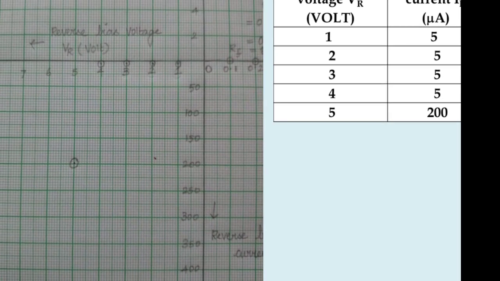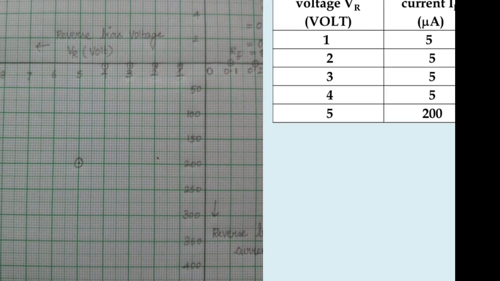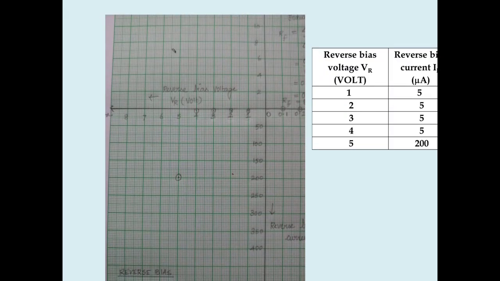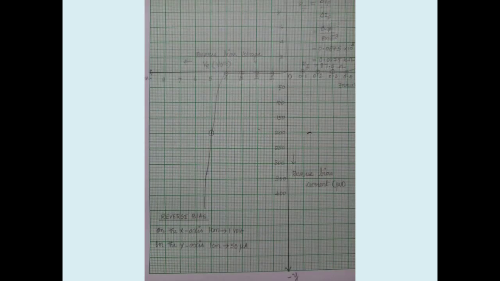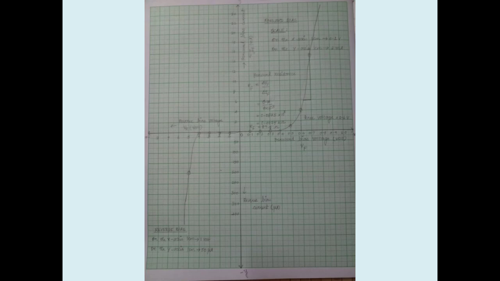At 5 volts the current shoots to 200 microamperes. After that the current increases abruptly. This 5 volt we call the breakdown voltage, where the current will flow heavily. So in the next step, from 0 let us connect all these points. When you connect all these points you will get a curve like this. So this part of the graph represents the reverse bias characteristics of a PN junction diode.